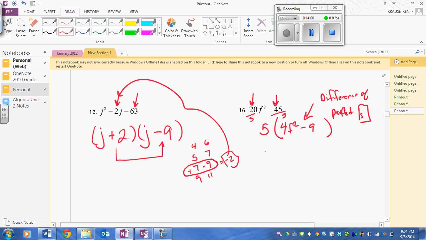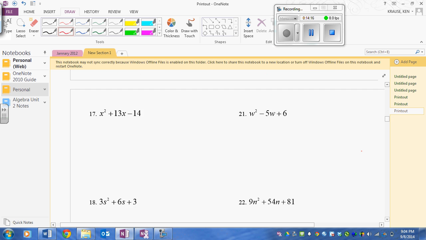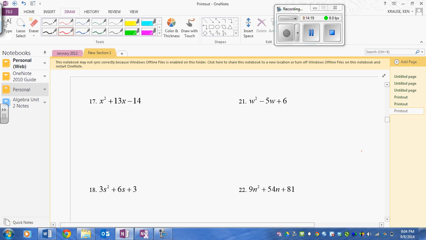So, 5 what times what gives me 4? Well, that's 2f and 2f. And multiplies to give me negative 9, positive 3, and negative 3. Hopefully we'll start getting some harder ones soon.